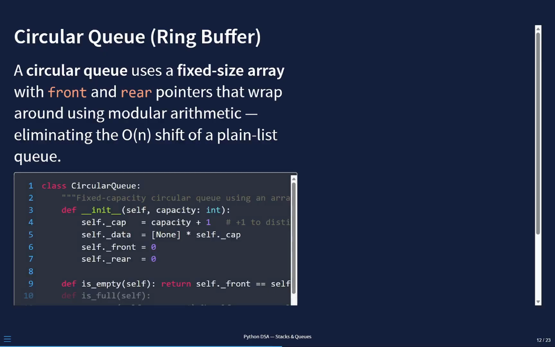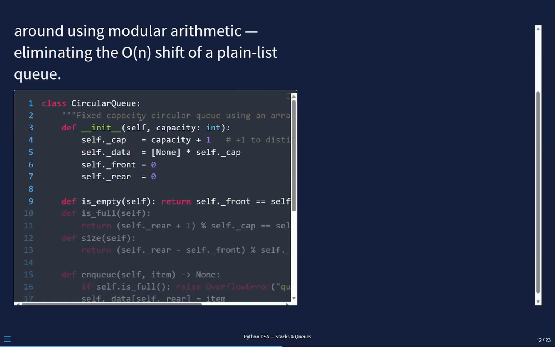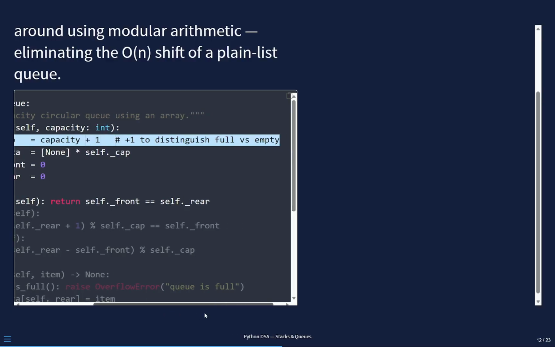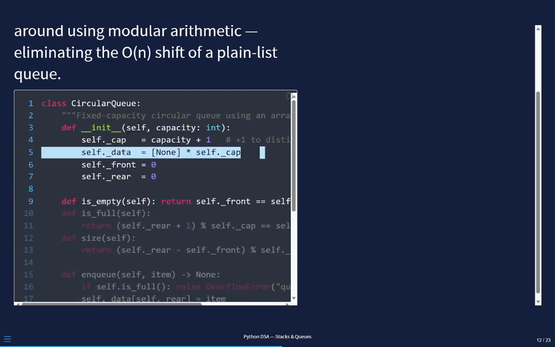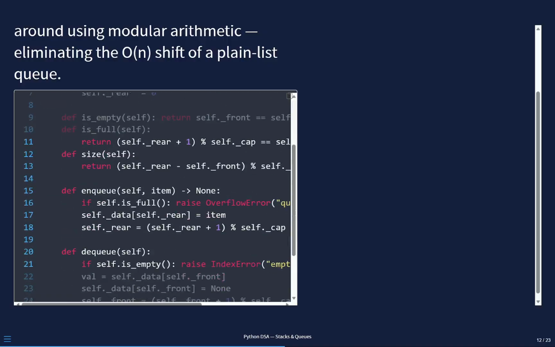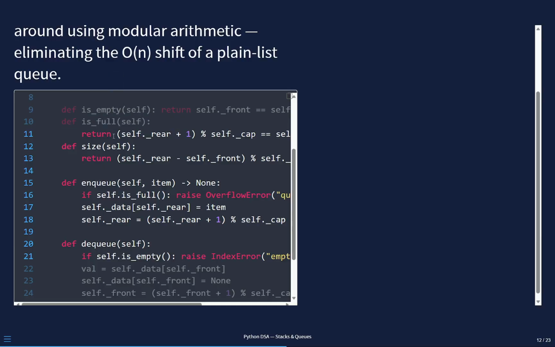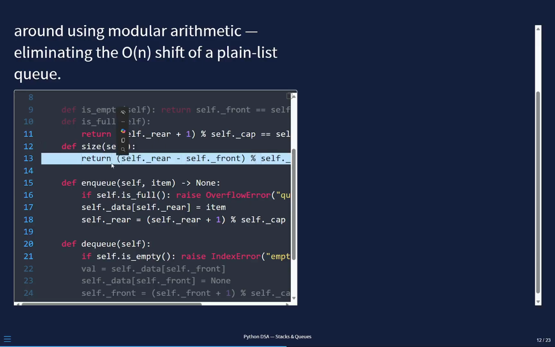The constructor takes a capacity. We allocate capacity plus 1 slots. The extra slot is needed to distinguish a full buffer from an empty one. _front and _rear both start at 0. is_empty is true when front equals rear. is_full is true when (rear plus 1) % cap equals front. The rear pointer has wrapped back to one step behind the front.